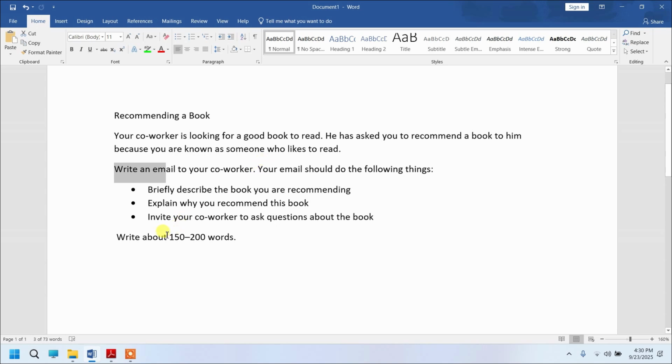There also we need to write 150 words. In CELPIP also we need to write 150 words. In IELTS they don't say 150 to 200, but again, I always suggest my students not to write too many words. It can affect your task achievement.